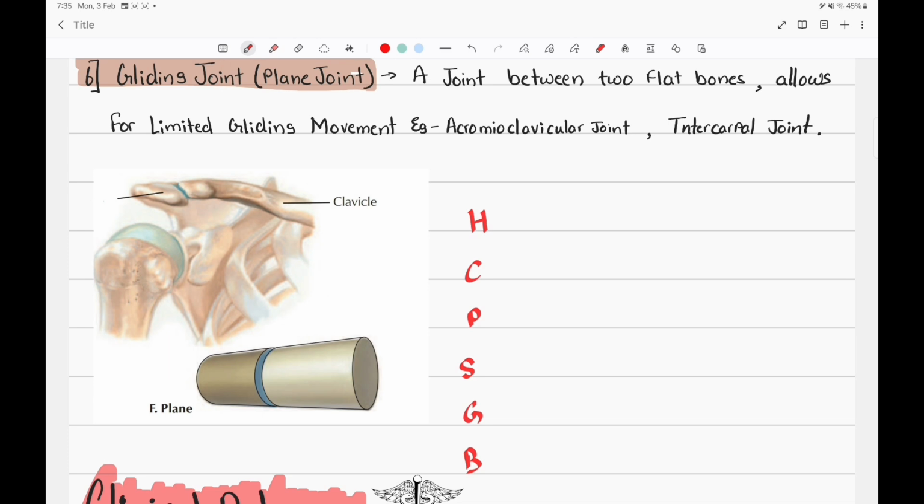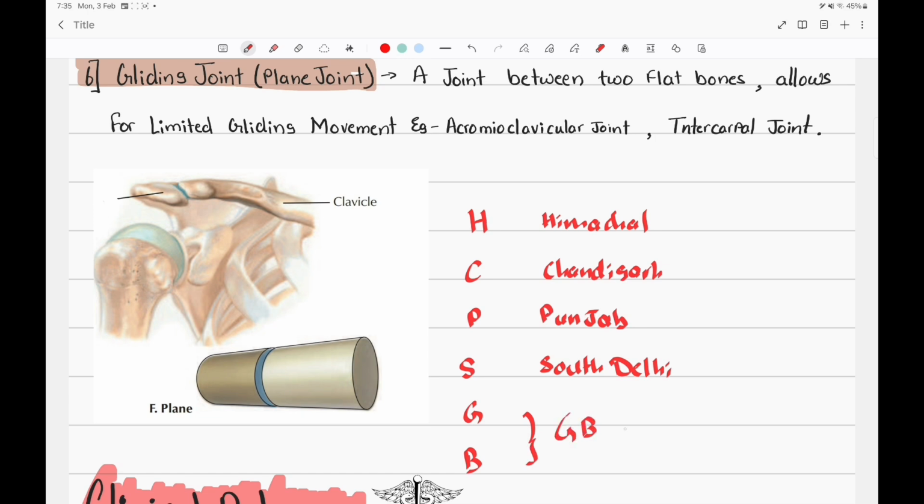And the way I used to remember this mnemonic was Himachal to Chandigarh to Punjab to South Delhi and finally to the GB Road.